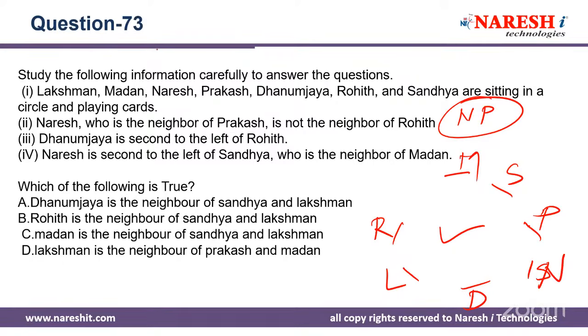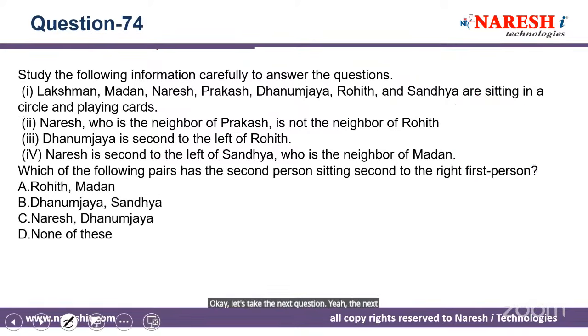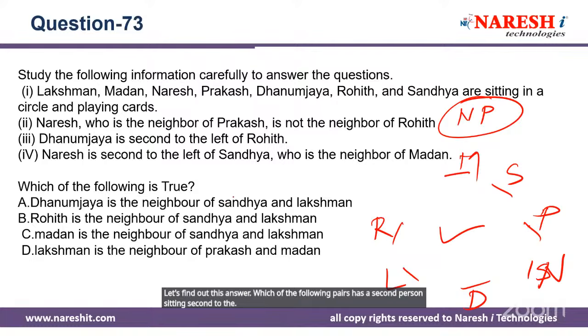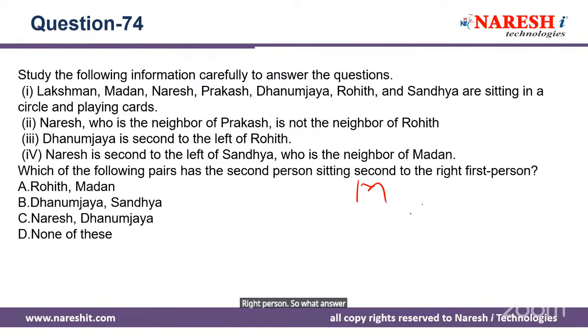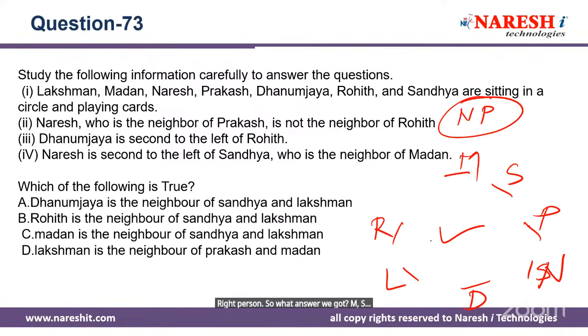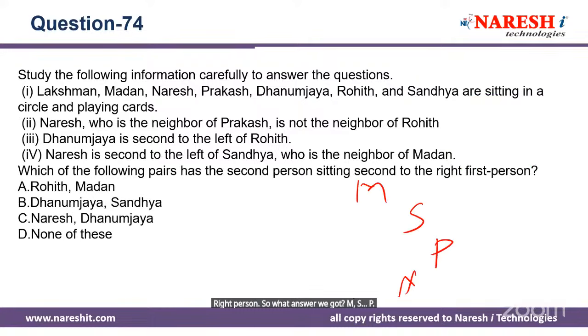Okay, let's check the next question. The next question is also the same. Let's find out this answer. Which of the following pairs has the second person sitting second to the right of the first person? So what answer did we get? M, S, P, N, D, L, R.